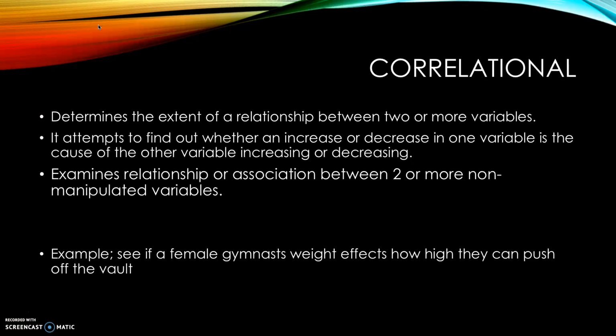The penultimate research design is the correlational design. This determines the extent of a relationship between two or more variables and attempts to find out whether an increase or decrease in one variable is the cause of the other variable increasing or decreasing. An example of a correlational research design would be seeing if a female British gymnast's weight affects how high they can push off the vault. This is correlational because one variable is the gymnast's weight, and the researcher is testing how that variable affects the dependent variable, which is how high they can push off the vault. However, the reason this differs from an experimental research design is because there are no variables that are manipulated at all by the researcher during the study.